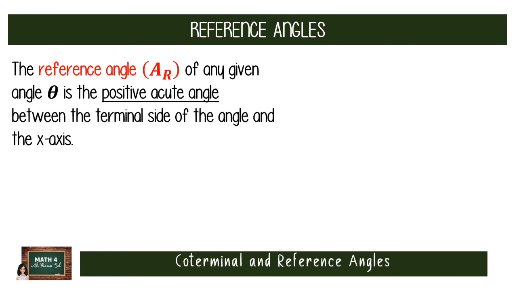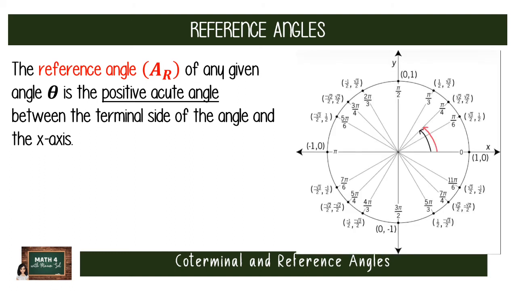Let's illustrate that using angles found in different quadrants. Let's have an angle theta in quadrant 1. Here, theta measures pi over 4 radians. Following the definition of reference angles, if we look at the positive acute angle between the terminal side of pi over 4 and the closest x-axis, the reference angle is also pi over 4. In general, the reference angle of any angle in quadrant 1 is equal to the given angle.